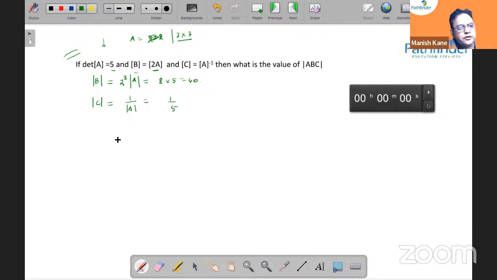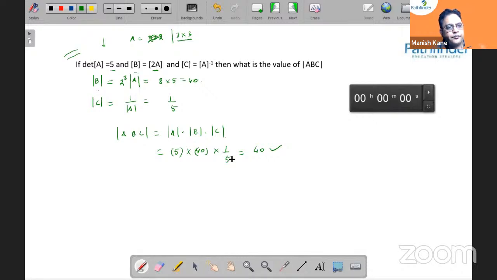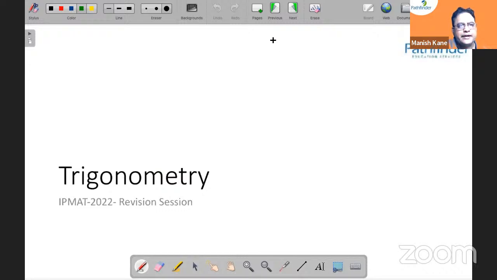Now what is asked? The value of A, B, C, which means value of A individually, value of B multiplied by value of C. Value of A is 5, value of B is 40, value of C is 1 by 5. So your final answer is 40. This is a very easy question to solve. And you know, this was similar to one of the questions that has appeared in IIM Indore IPMAT exam.